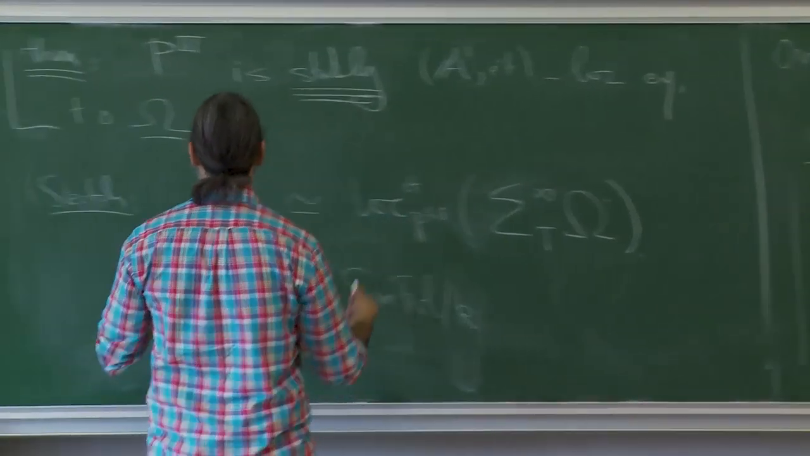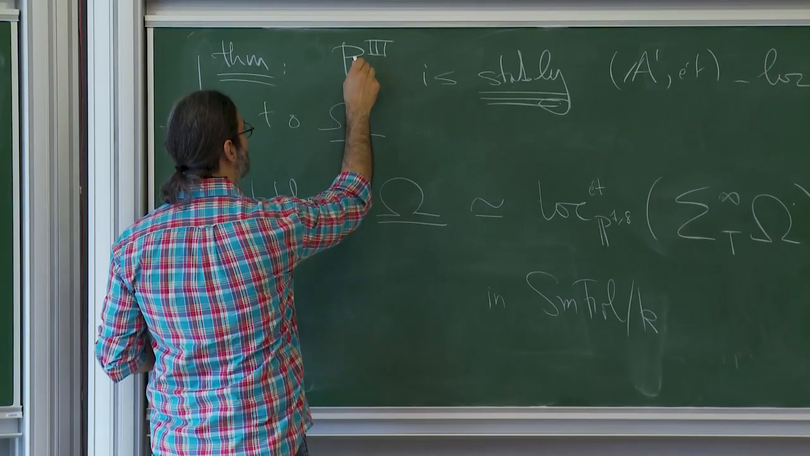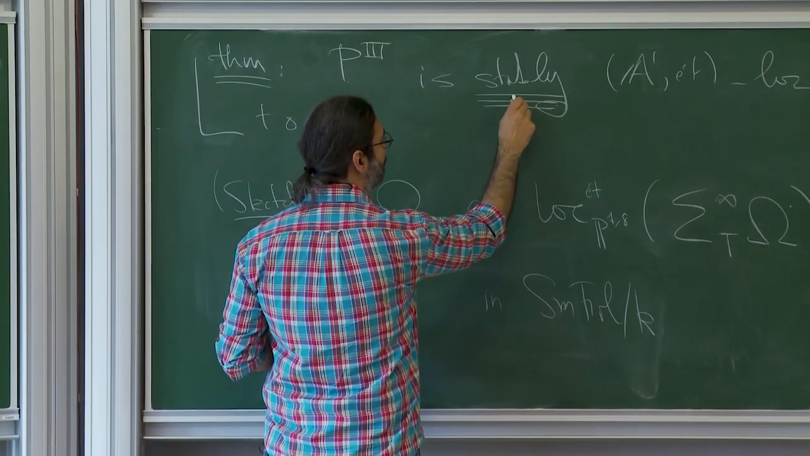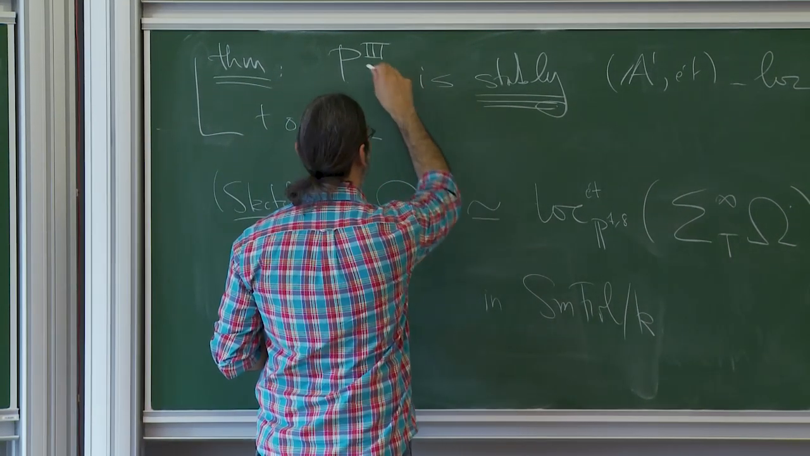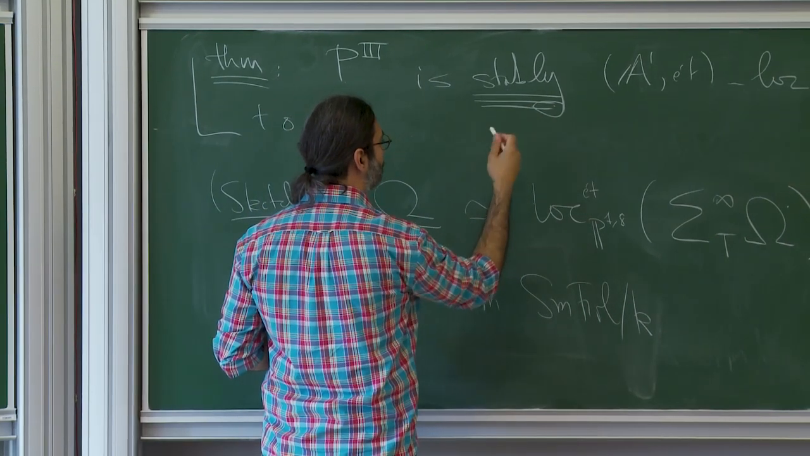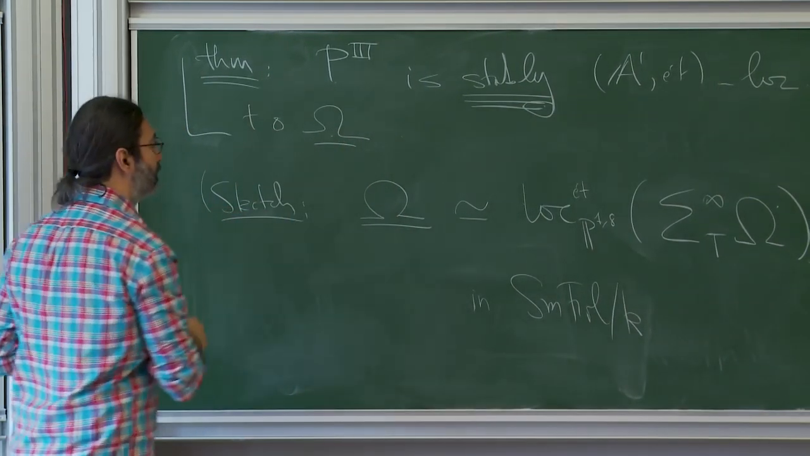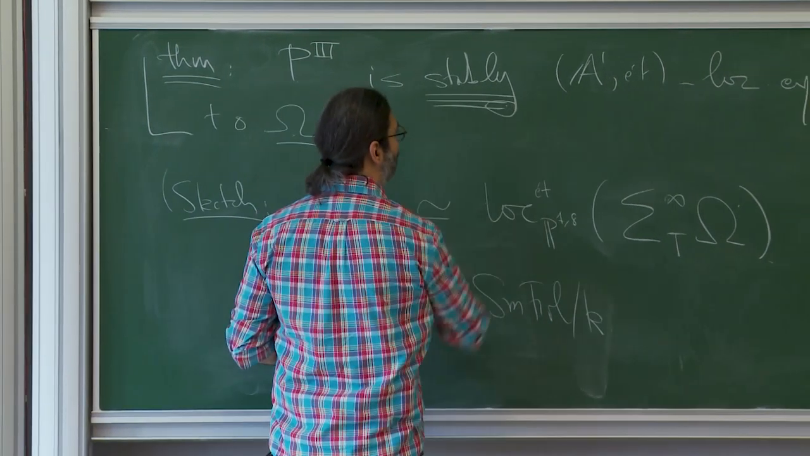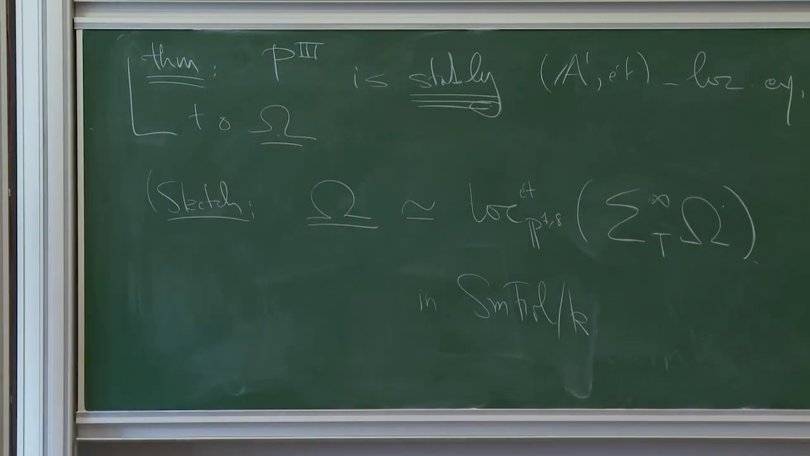If you remember, for the model P2, I had something much stronger: I had that it was levelwise quasi-isomorphic to that. Here we have something much weaker. We have a stable equivalence.